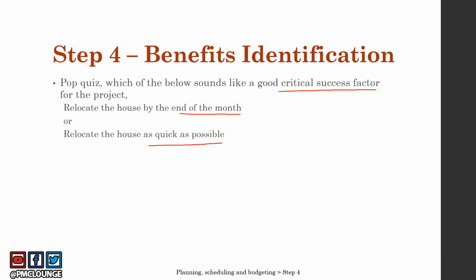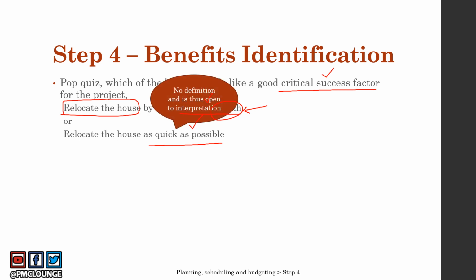So which of these two is a good critical success factor for your project? Your project is to relocate the house. So what do you think is a good critical success factor? End of the month or as quick as possible? End of the month clearly defines a date. You need to complete this project by end of the month, while as quick as possible is open to interpretation. Nobody knows what as quick as possible really means, right?